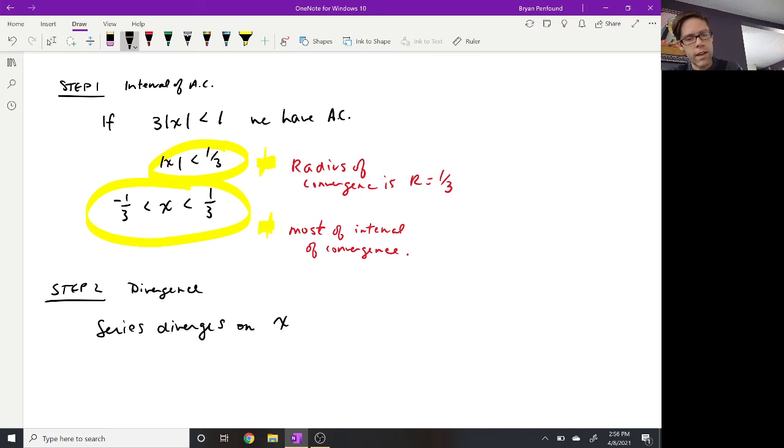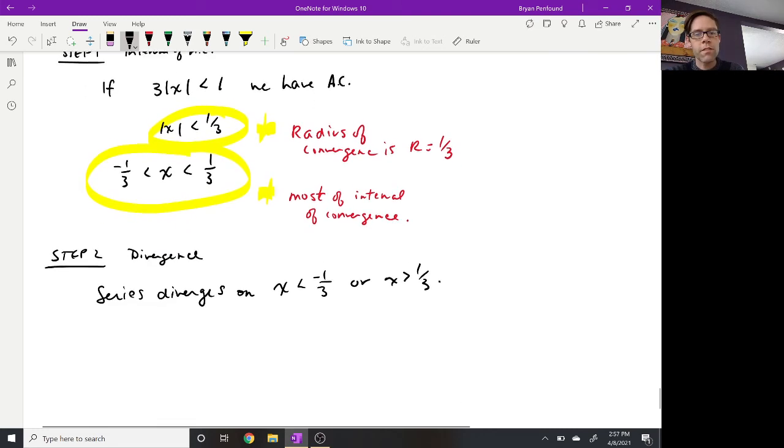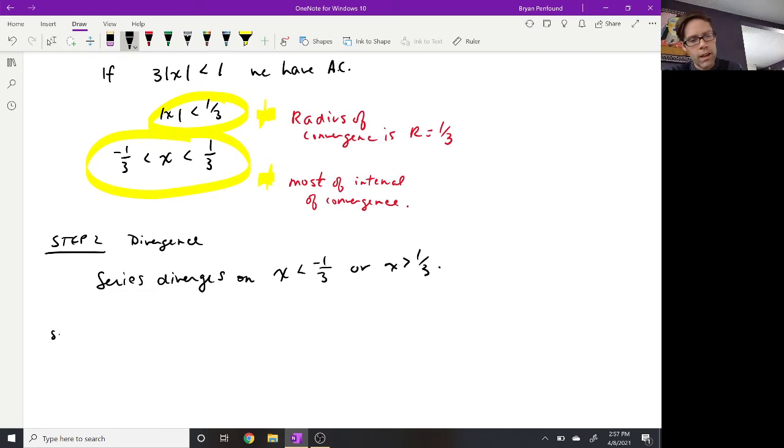So for any x values that are less than negative 1/3 or bigger than 1/3, we expect divergence. So anywhere outside of this absolute convergence interval, but maybe not the endpoints, we definitely have divergence. And step 3 is to test the endpoints.